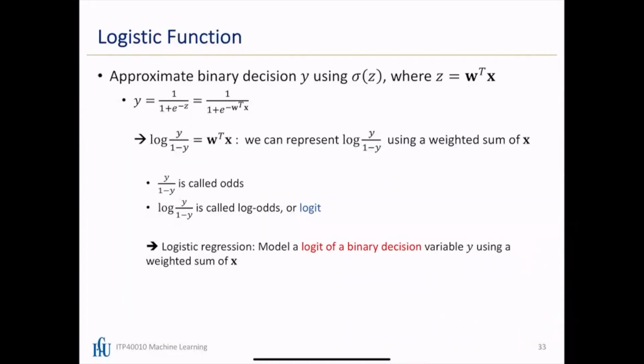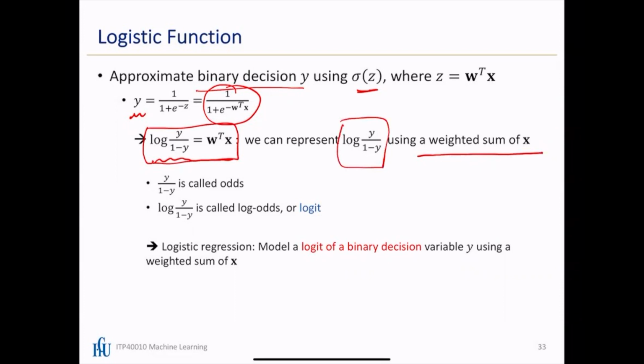So this whole thing is explaining the process of approximation. We are approximating the binary decision y using the sigmoid function. So we can rewrite things in this way. y is 1 over 1 plus e to the minus w^T x. And if you play with this quantity, you can easily come up with this equation. So w^T x is representing log of y over 1 minus y. The idea here is we use the weighted sum of x to represent this quantity. And what is this quantity for? That's going to be our question.